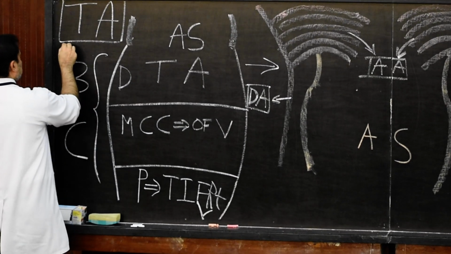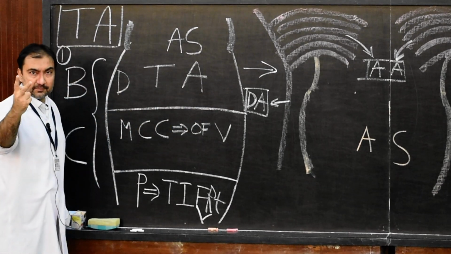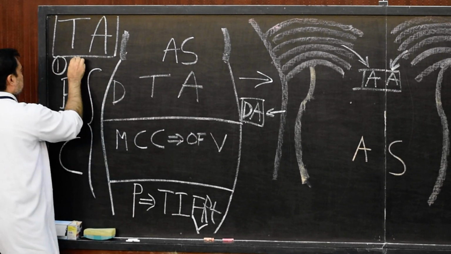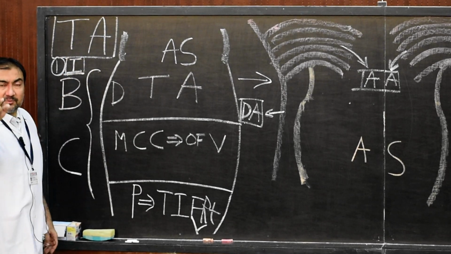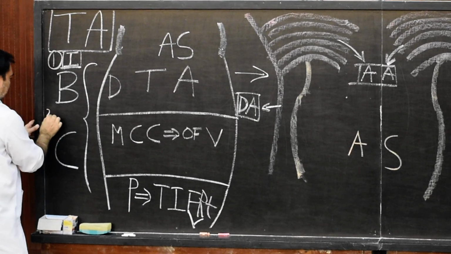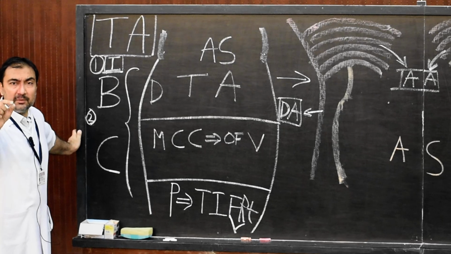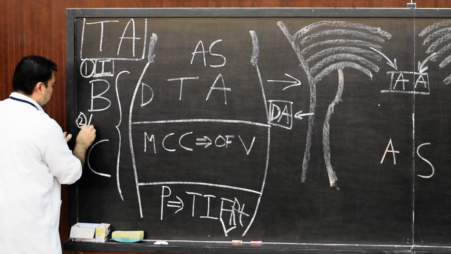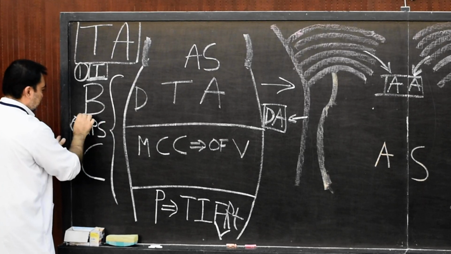In truncus arteriosus, the first point which we have described with these two diagrams was the introduction. Now comes the second point. I have space here, so I will write here. The second point is aortopulmonary septum. So first I will write it here: aortopulmonary septum.